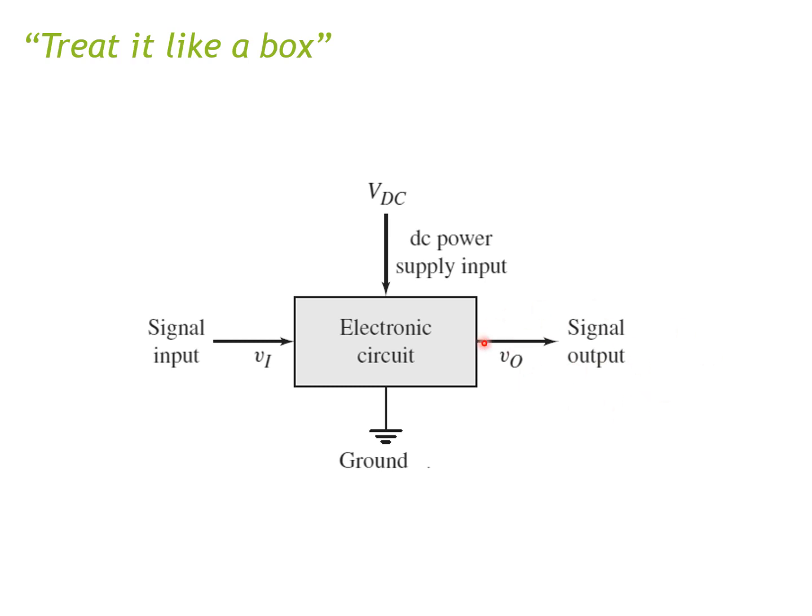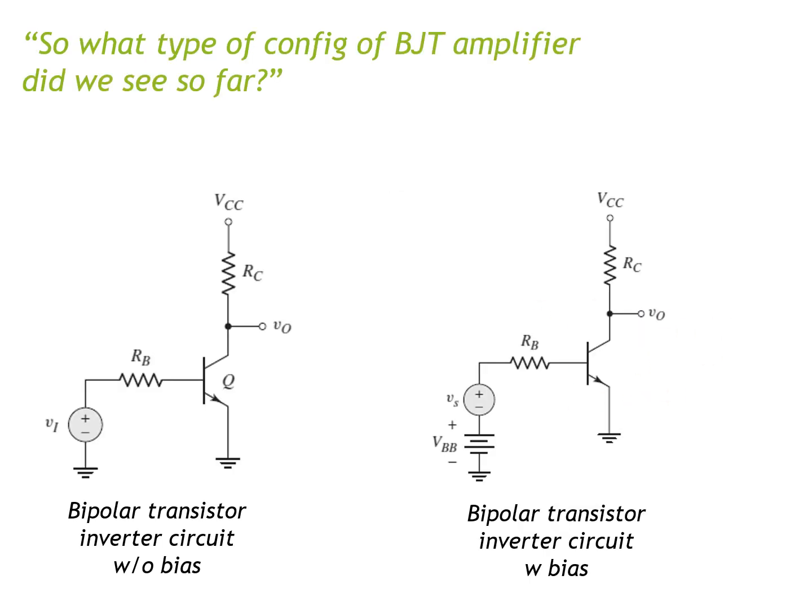your post-amplified signal. So the goal of this lecture is first to investigate the process by which the simple transistor circuit can amplify a small time-varying input signal, and the second goal is to derive a small signal model of the transistor. Okay, so what type of amplifier circuit did we see before?